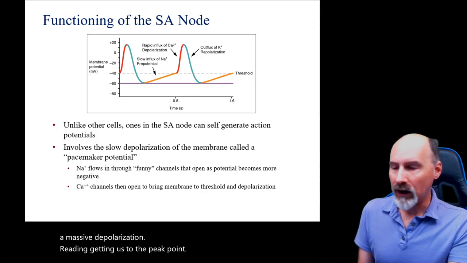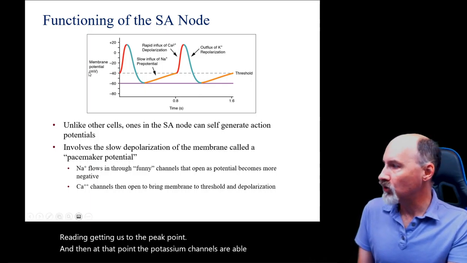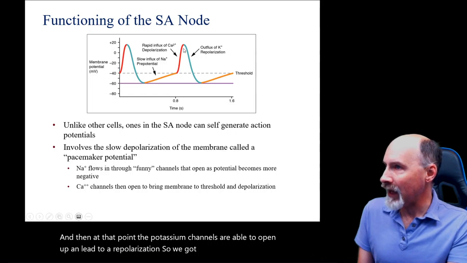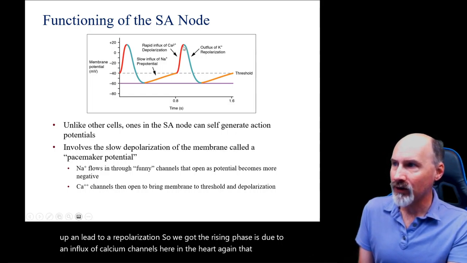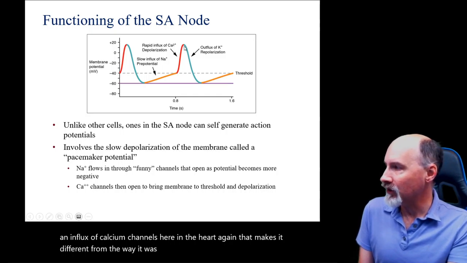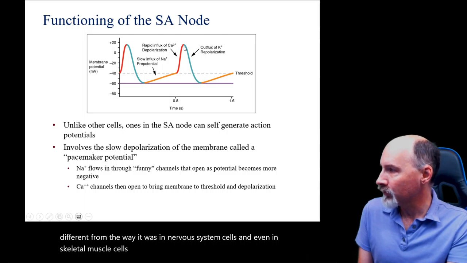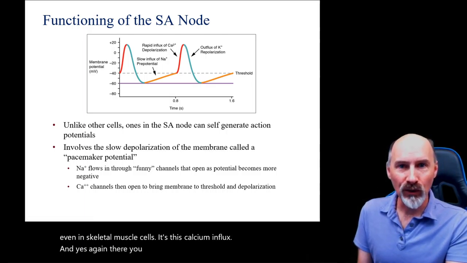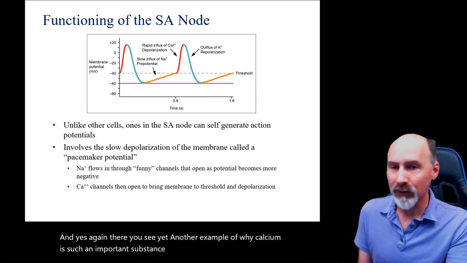And then at that point, the potassium channels are able to open up and lead to a repolarization. All right. So we got the rising phase is due to an influx of calcium channels here in the heart. Again, that makes that different from the way it was in nervous system cells and even in skeletal muscle cells. It's this calcium influx. And yes, again, there you see yet another example of why calcium is such an important substance for physiological processes. It makes your heart work.